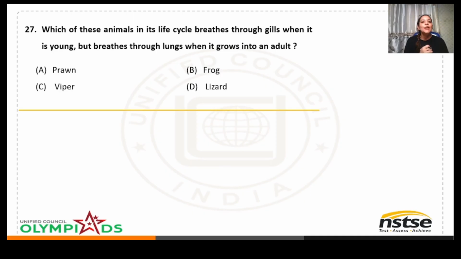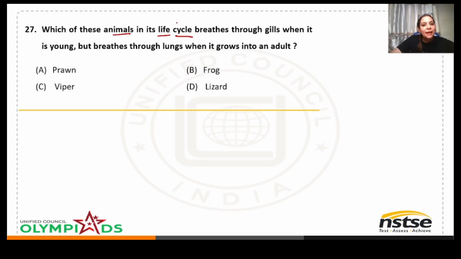Okay, next question. Which of these animals in its life cycle breathes through gills when it is young, but breathes through lungs when it grows into an adult? Now let me tell you, when we are talking about life cycle, basically we are talking about all the stages involving the transformation of, you can say, larva into an adult. Okay, so here we need to know about the animal.